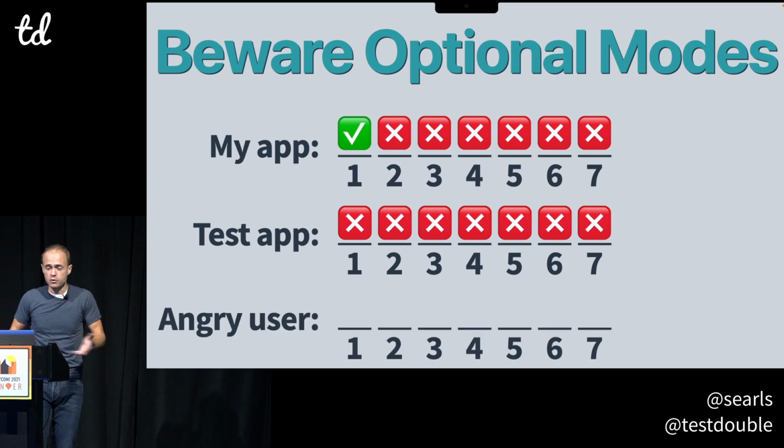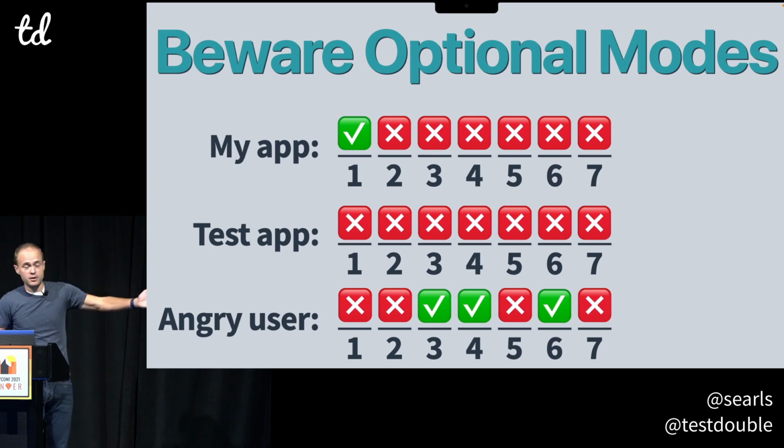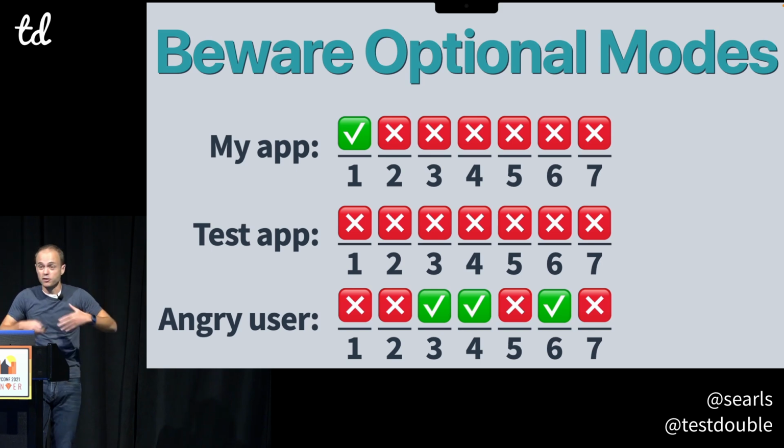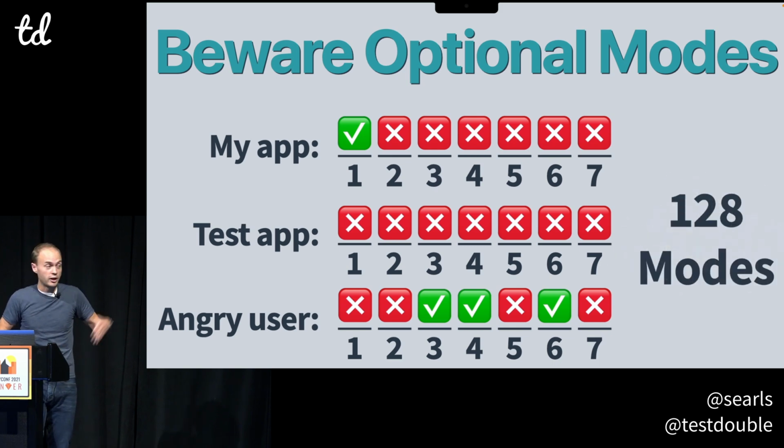But if somebody's angry about a particular issue and they open up a new bug request, maybe they've got these three flags turned on and they're interacting in some way that I didn't anticipate and I didn't test for, because it's a combinatorial math problem. If you've got 7 optional modes and they can all interact with each other, that's 2 to the 7th power, or 128 different configurations of your gem.